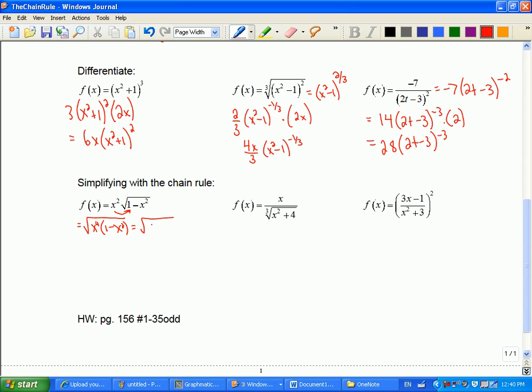So what I'm going to end up with here is x to the 4 minus x to the 6. Now it'll just be a chain rule that I'm working on. So I have 1/2 (x to the 4 minus x to the 6), take 1 away. And the derivative of the inside is 4x cubed minus 6x to the 5th.